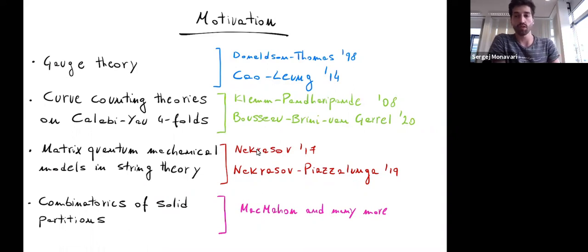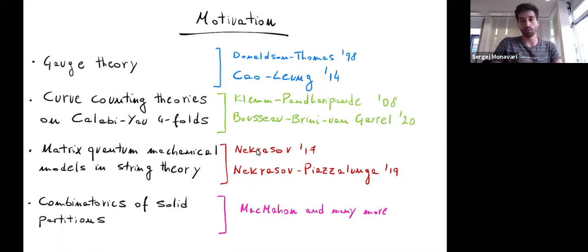However, from the more enumerative point of view, from the curve counting point of view, it's already natural to consider curve counting invariants because Gromov-Witten theory is well defined in any dimension. This was done by Klemm and Pandharipande, who also described how to relate Gromov-Witten invariants with Gopakumar-Vafa type invariants for Calabi-Yau fourfolds. But it has also been recently addressed by Bousseau, Brini and van Garrel in the context of the log-local principle, something I'm not an expert of, but I guess we have all the experts in here.